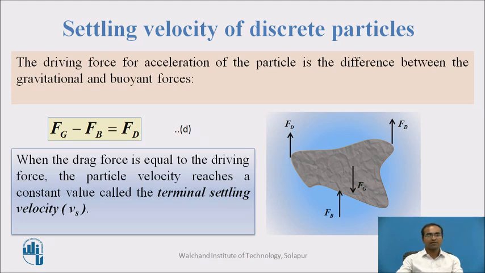As we have designed the sedimentation tank in such a way that the driving force will push the particle downward, when the driving force, that is the applied force, becomes equal to the drag force, the particle attains a constant velocity. That constant velocity we call the terminal settling velocity. It can also be defined as when the drag force is equal to the driving force, the particle reaches a constant value. It is denoted as small Vs.